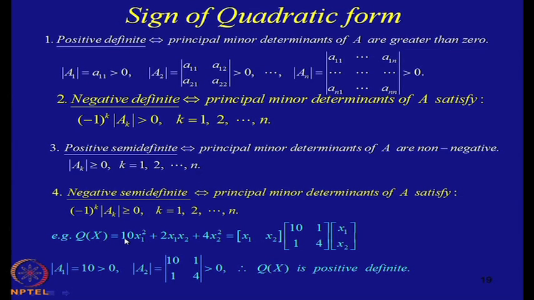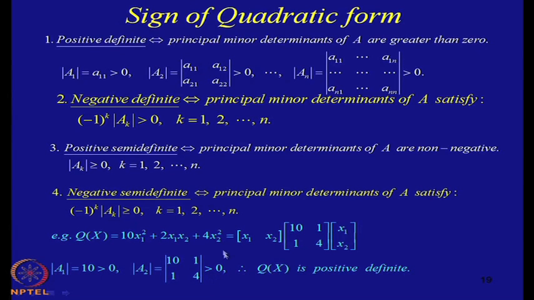Just see the example, 10x1 square plus 2x1x2 plus 4x2 square. This can be written in the quadratic form in this way: x1 x2, matrix 10 1 1 4, x1 x2. This is a symmetric matrix for us. If we look at the principal minors, the first principal minor would be greater than 0, and for the second principal minor the determinant value is again greater than 0.